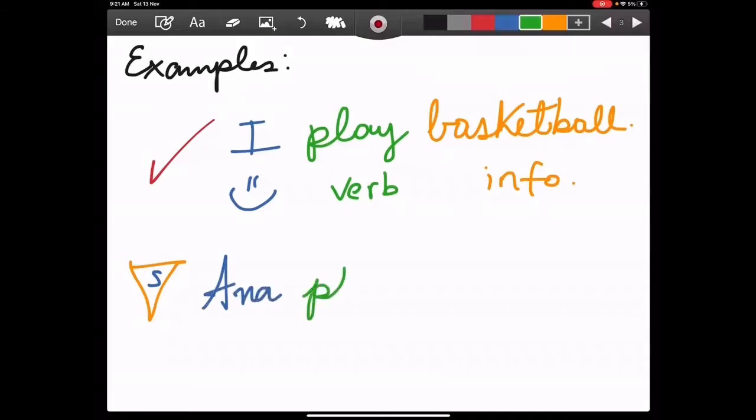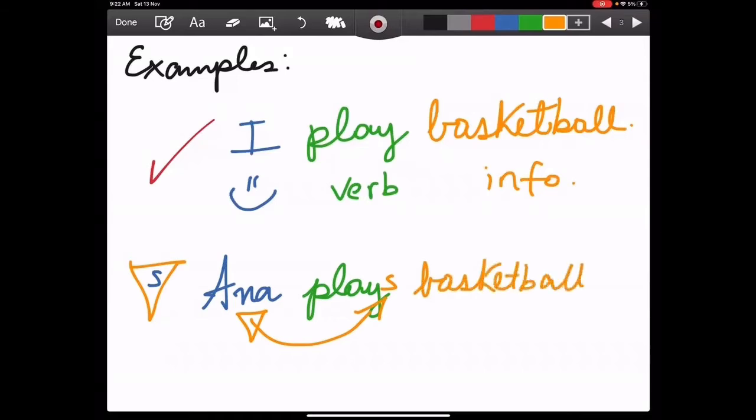This is present simple. When we talk about singular subjects for the triangle, he, she, or it, for example, Anna, we don't say play, we add the letter S to the verb. In this case, Anna plays basketball. So always pay attention to the subject. When it's singular, the verb will have a letter S representing the singular subject. And then we have the information. Okay. How about some examples with option B?